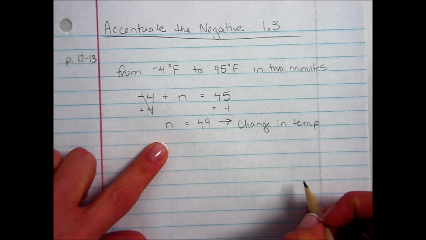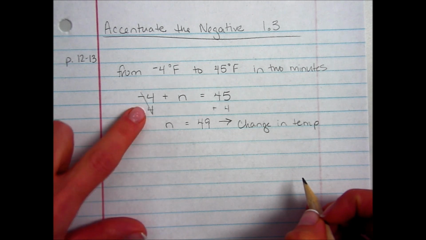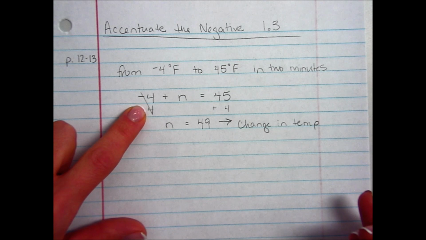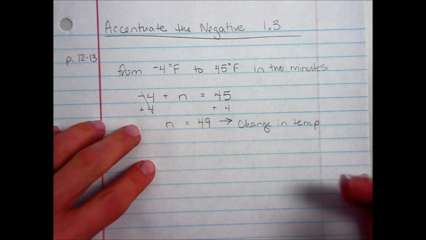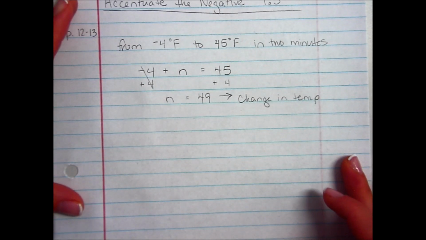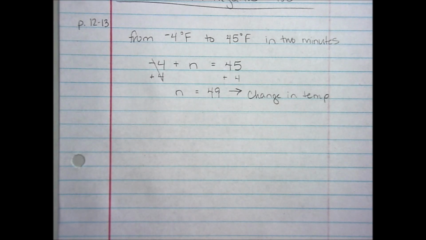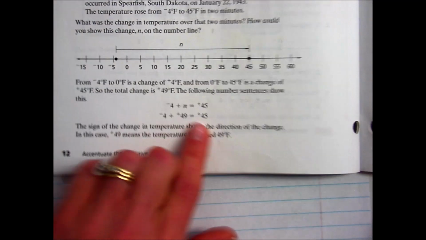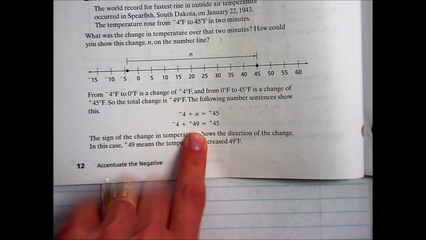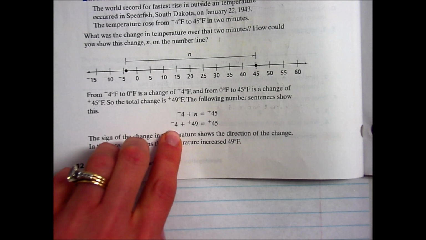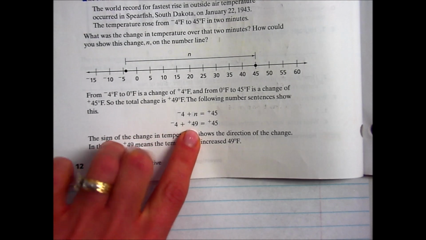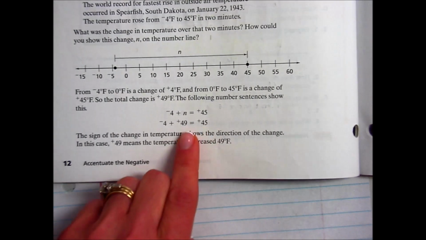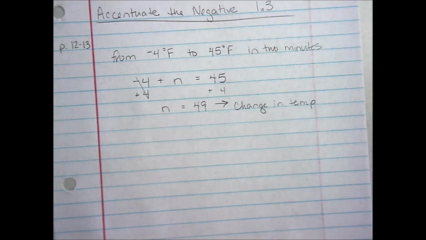So the change in temperature is 49 degrees. That's a pretty easy way to see what the change is when you're going from the negative side of the number line and then across to the positive side of the number line. And if you look in the book, the way the book has this answer shown, it's right here. If you take the -4 and you add a positive 49 to it, you end up with that 45. So the change is a 49 degree change. Okay?